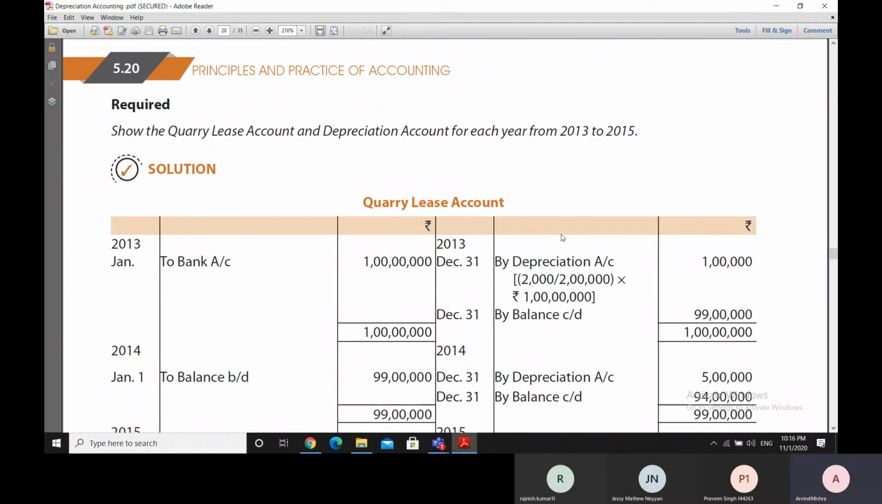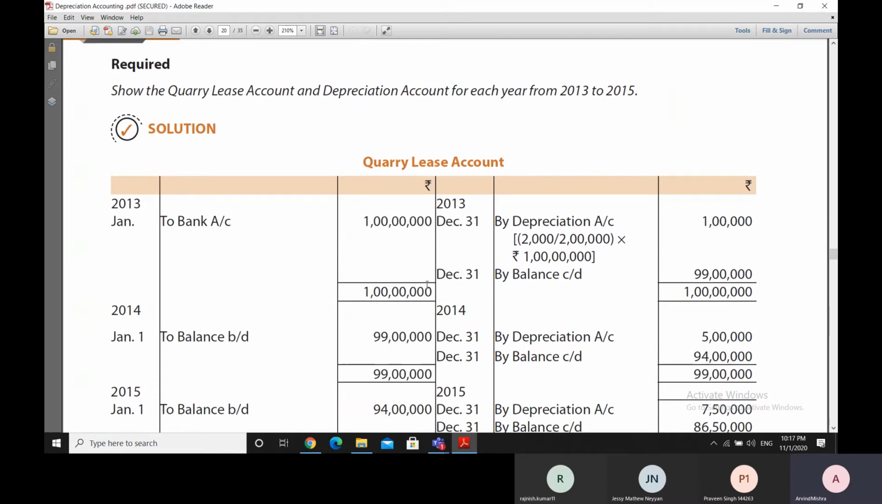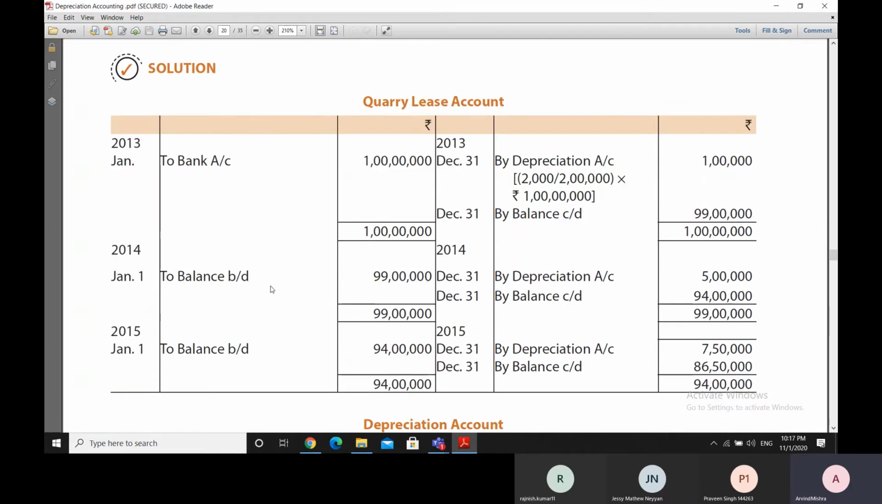1 crore is the total amount that was invested, and out of that 1 crore, we are taking a depreciation at the rate of 2,000 upon 2 lakh, the 2,000 being the amount extracted in the first year, 2 lakh being the total amount that is estimated to be extracted. This gives us a value of 1 lakh rupees depreciation, and after allowing that, we are remaining with 99 lakh rupees. This 99 lakh rupees is carried forward to the next year.